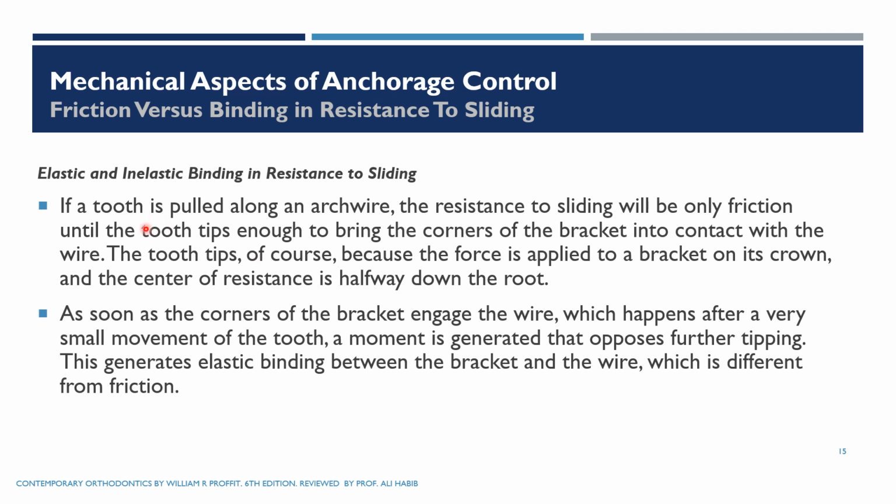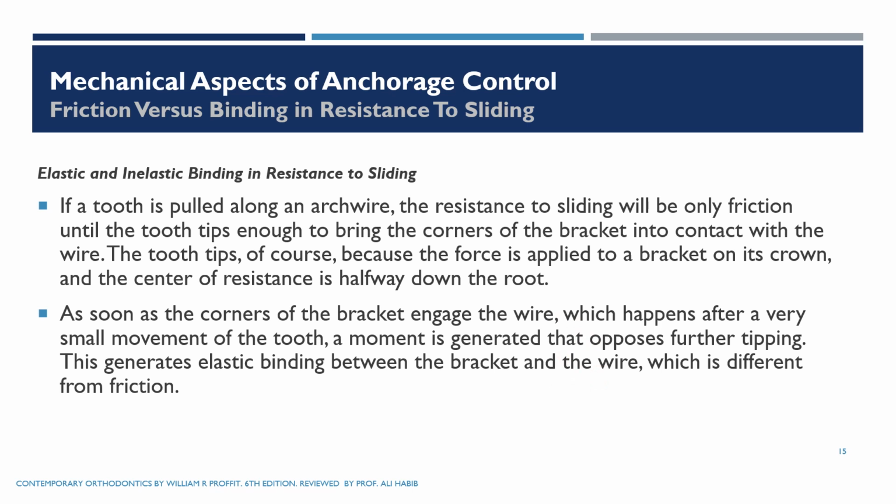This is what I said. If a tooth is pulled along an arch wire, the resistance to sliding will be only friction at the beginning until the tooth tips enough to bring the corner of the brackets into contact with the wire. The tooth tips, of course, because the force is applied to the bracket at its crown and center and away from the center of resistance. As soon as the corner of the bracket engages the wire, which happens after a very small movement of a tooth, a moment is generated that opposes further tipping. This generates the elastic binding.